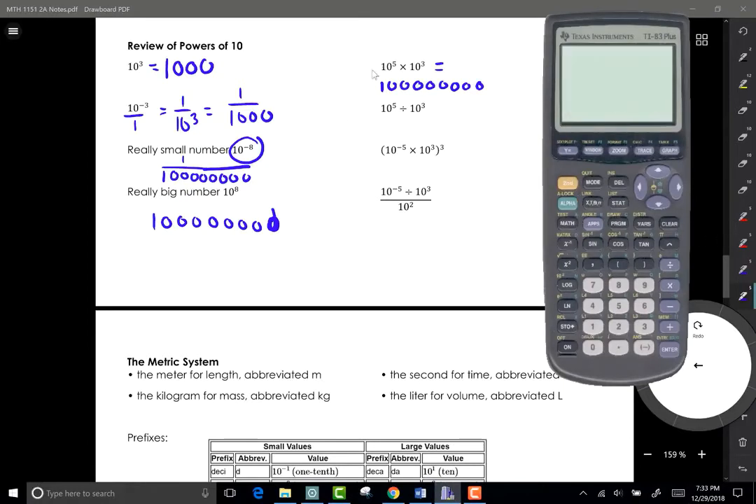Okay, for this one here, it's division, so I'm going to take 10 and raise it to the 5th power. And then I'm going to divide by 10 and raise it to the 3rd power. That's going to give me 100.